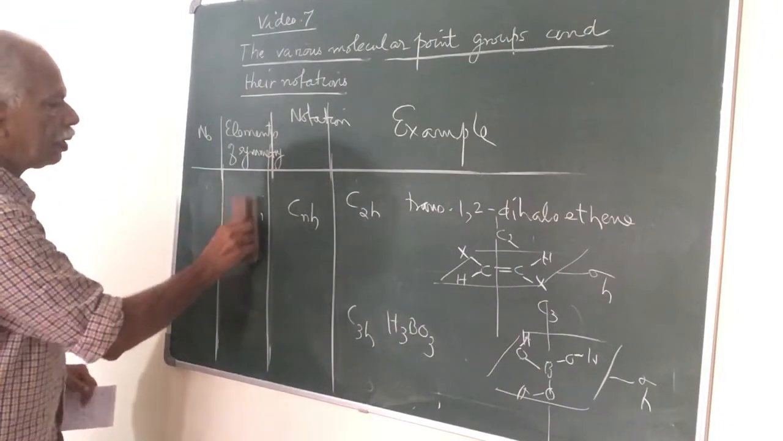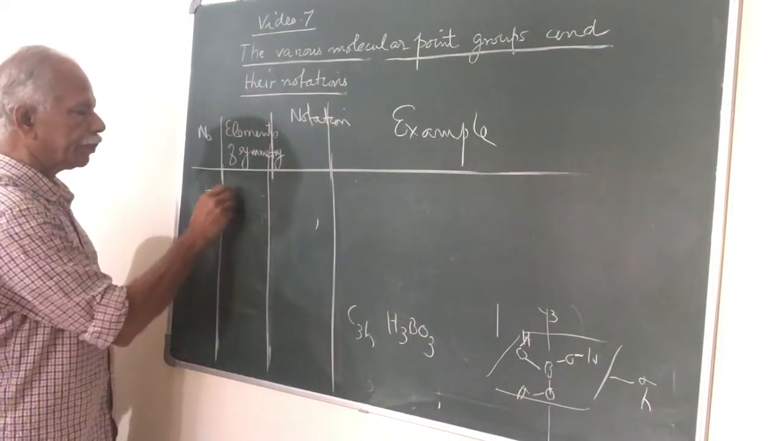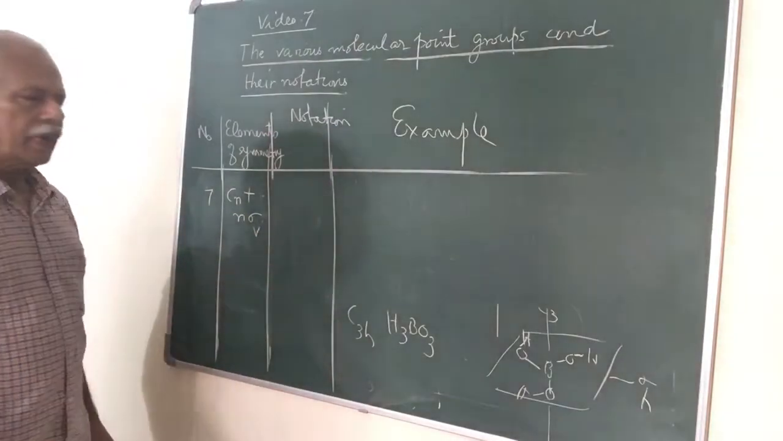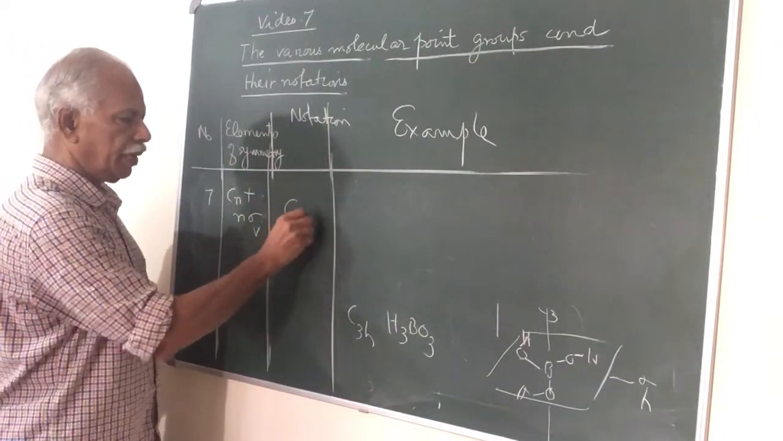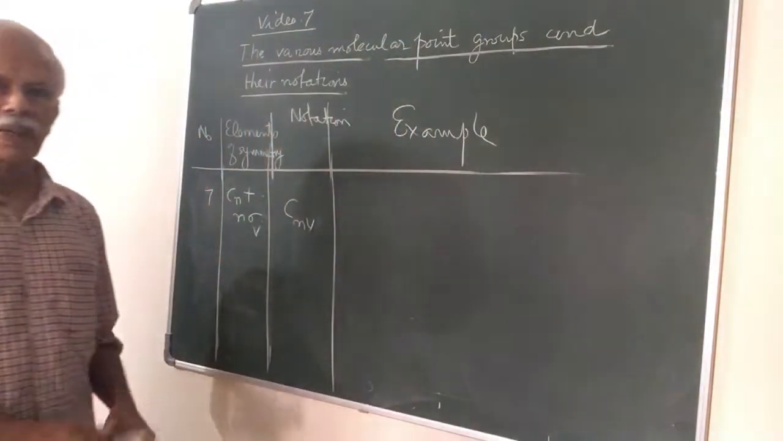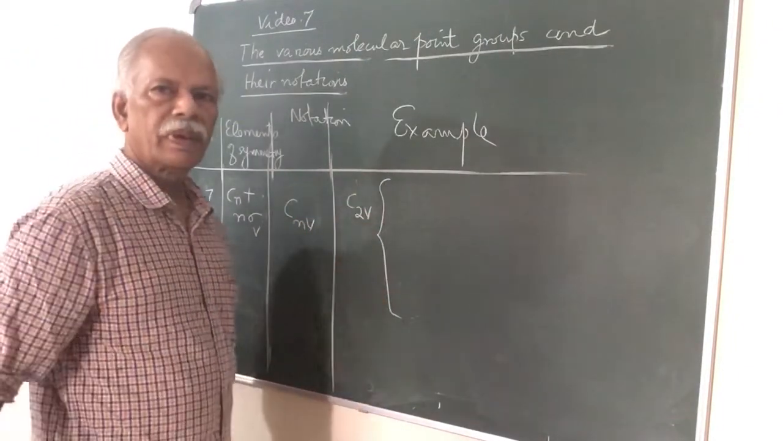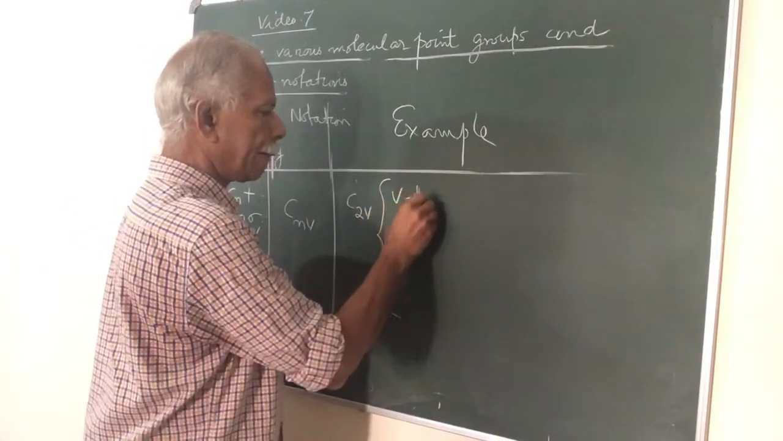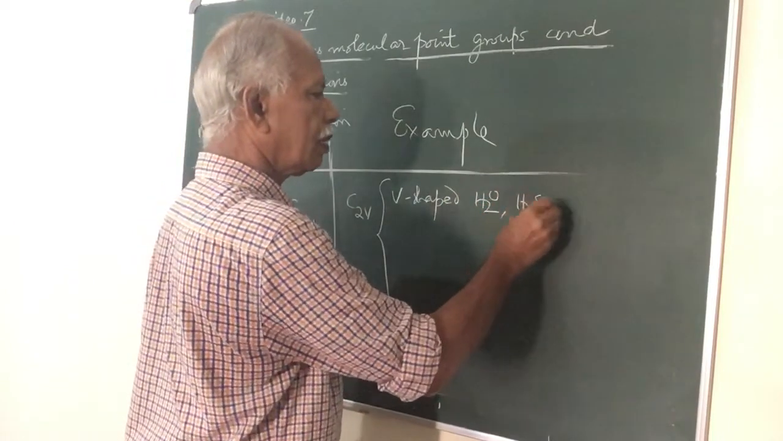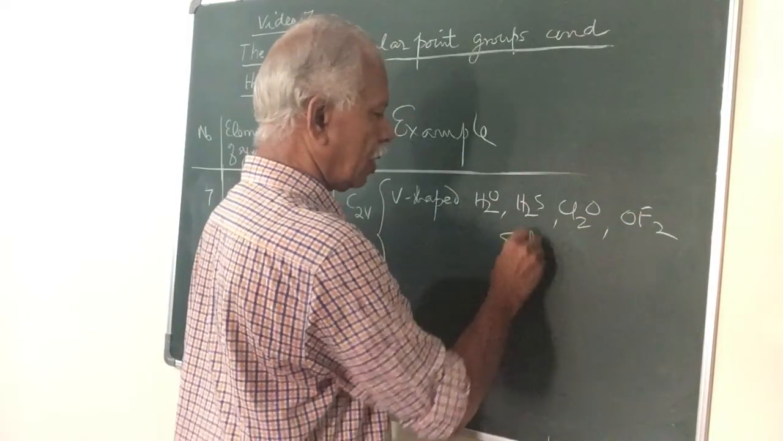Seventhly, molecules with Cn plus n sigma v's. Its notation is Cnv. A very large number of molecules belong to this category. C2v, for example, V-shaped molecules like H2O, H2S, Cl2O, OF2, SCl2, etc.